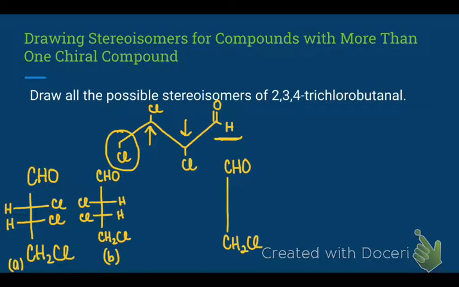I'm just going to draw in my chiral carbons. Now, what if I had a Cl on this side and a Cl on the left-hand side, like so? If you compare that to A and B, it is nothing like A and B. Yes, it has chlorines on carbons 2 and 3, but the placement of those chlorines is different. I have one on the right side on carbon 2 and one on the left side on carbon 3.